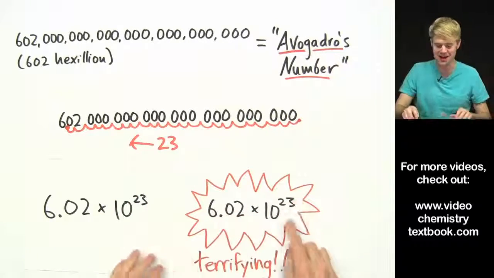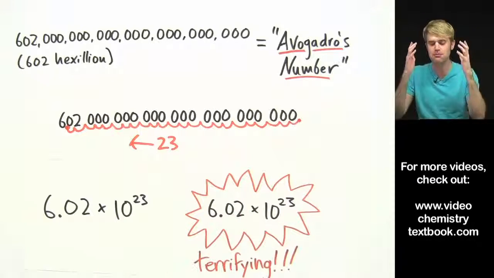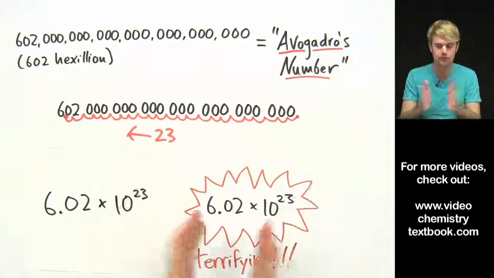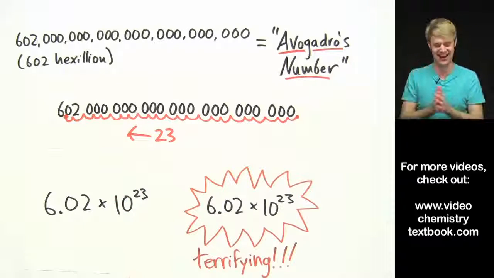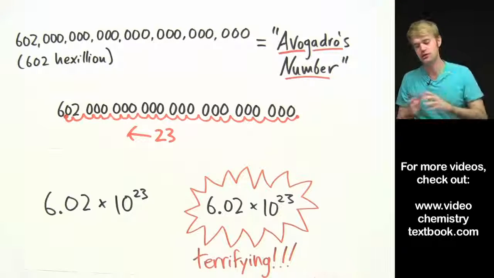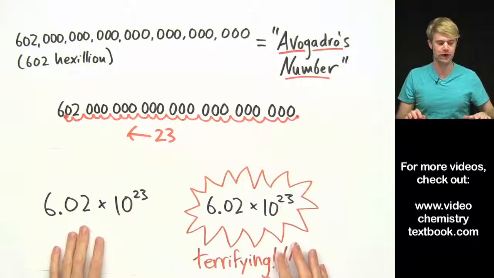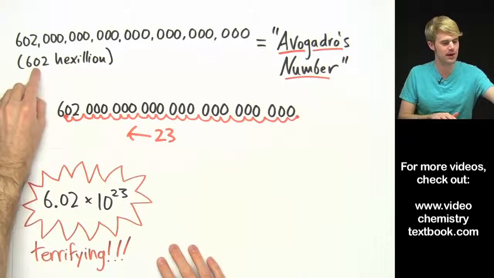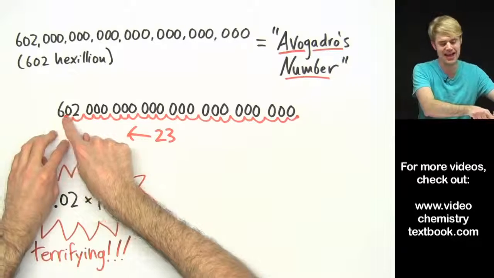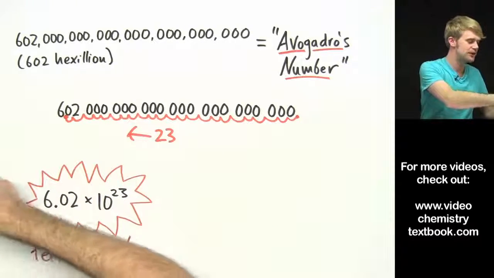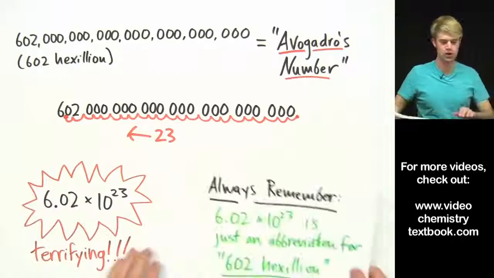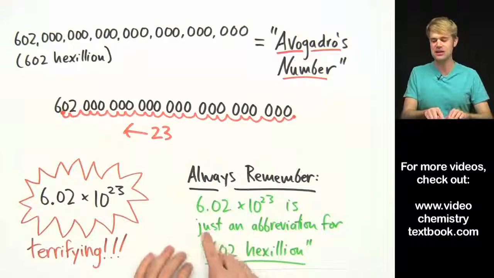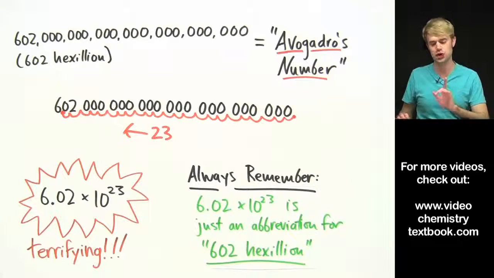It's got this 10 with the exponent, 6.02 times this thing. It's like people see this number and they're like, oh my God, what do I even do with this? Relax, it's okay. 6.02 times 10 to the 23rd might look a little terrifying, but just remember that it is an abbreviation for 602 hexillion, that it is an abbreviation for this very large number here. And every time you see 6.02 times 10 to the 23rd, just remember that it is an abbreviation for 602 hexillion.